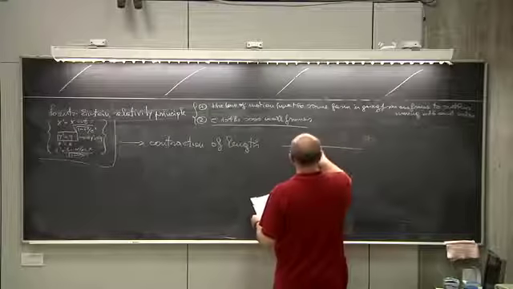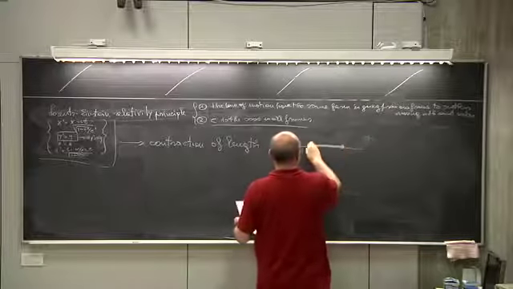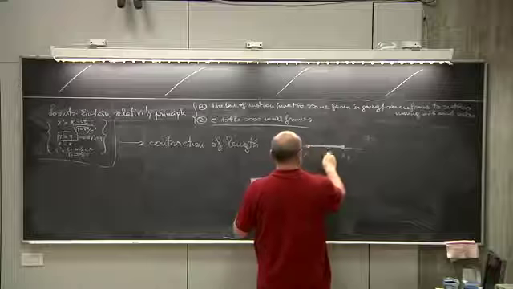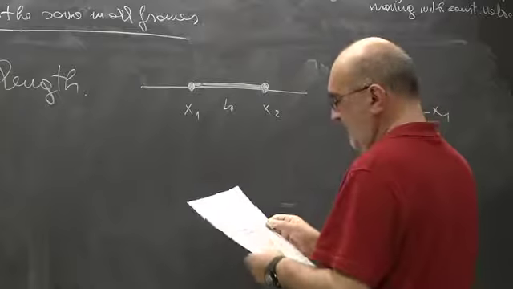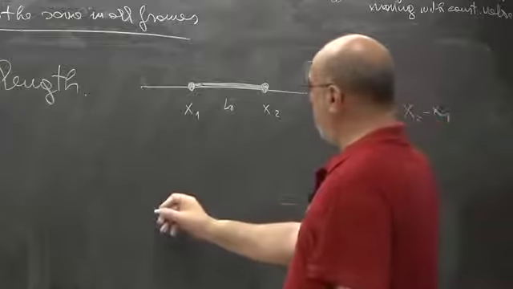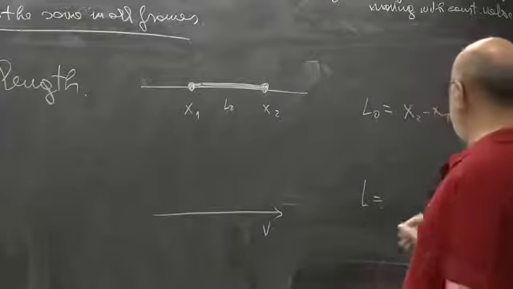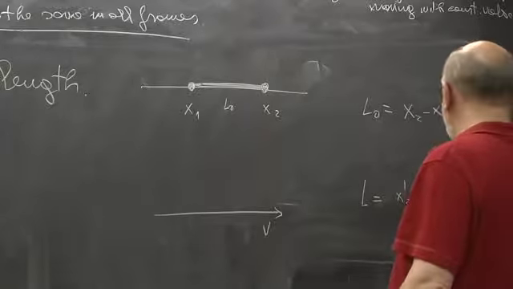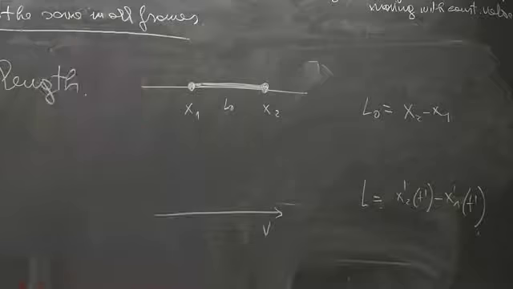So let's take a rod in the rest frame or laboratory frame. Rest frame or laboratory frame are the same. Let's suppose this is my rod, and let's suppose this is its length. So in the laboratory frame, this is x2 minus x1. And now let's take a moving frame with velocity v, and let's measure its length. It will be x2' at t' minus x1' at t', because in the moving frame I call the coordinates and time with a prime.